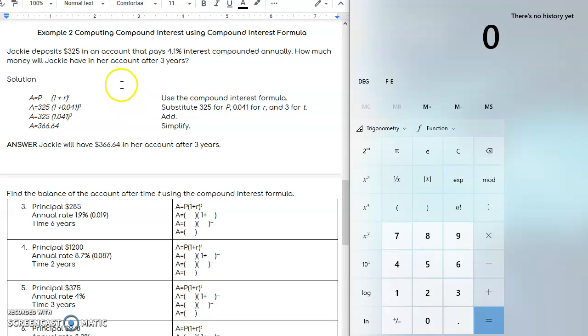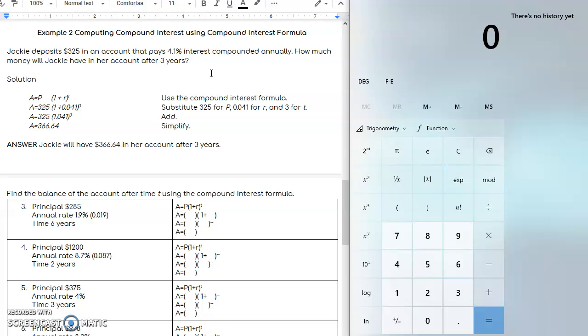So let's go through example number 2, and we're going to look at a new formula, but all of the variables are the same. You know all of the variables. Jackie deposits $325 into an account that pays 4.1% interest compounded annually. How much money will Jackie have in her account after 3 years?